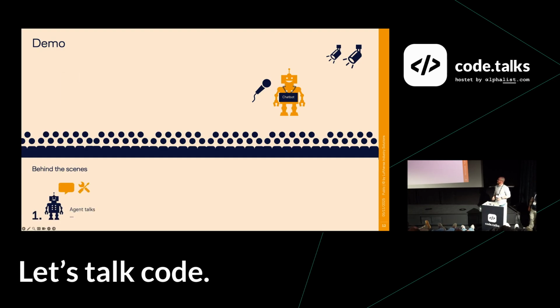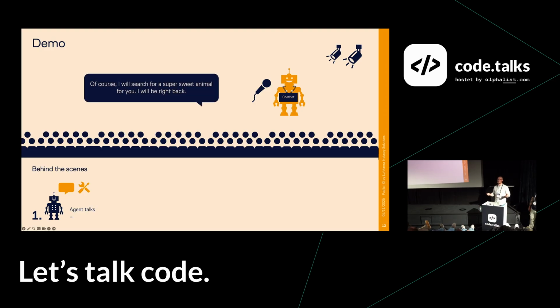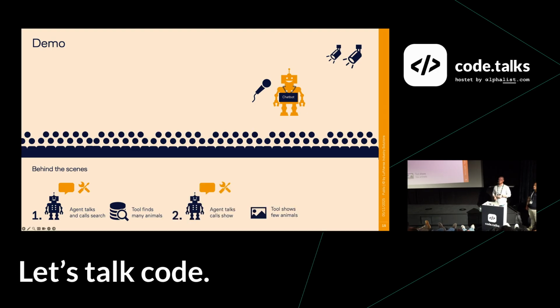And what it would do in the background is, of course, what chatbots are made for. It would talk. So it would say something like, of course I will search for you. And at the same time in the background, it would execute a search. It would use a tool in order to do a search. And that tool would go into our animal index, find potentially fitting animals, and feed them back into the context of the chat. And then with that enriched context, it would invoke the LLM once again.